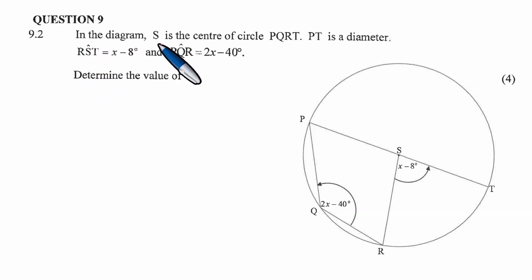In the diagram, S is the center of circle PQRT. Here is S, the center of circle PQRT. PT is the diameter. Angle RST equals x minus 8 degrees, here is this angle here. And angle PQR, where P is this one, Q is this one, R is this, is of the size 2x minus 40 degrees. Determine the value of x.